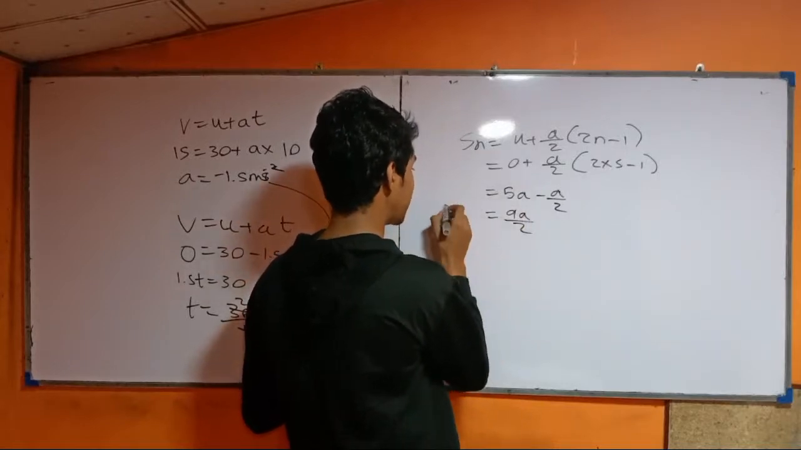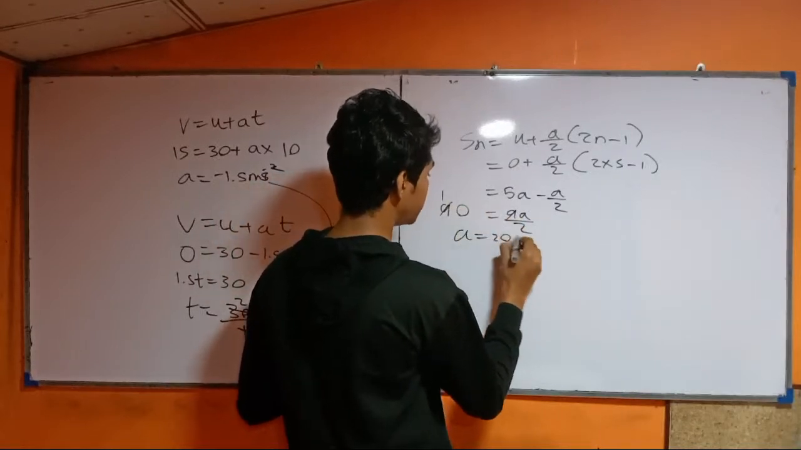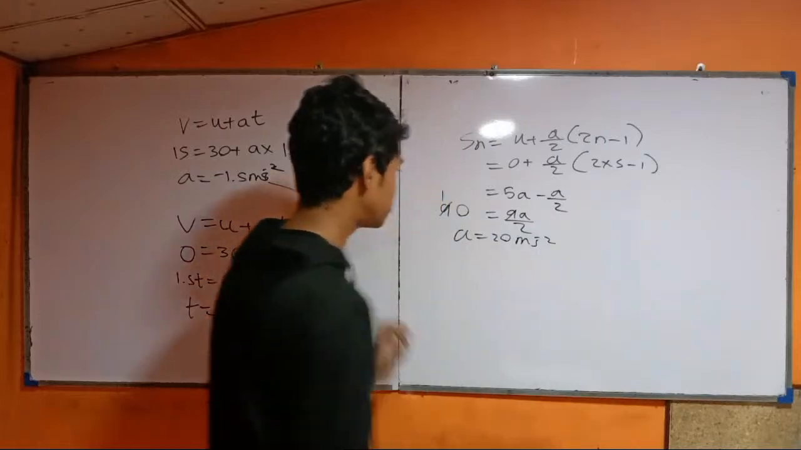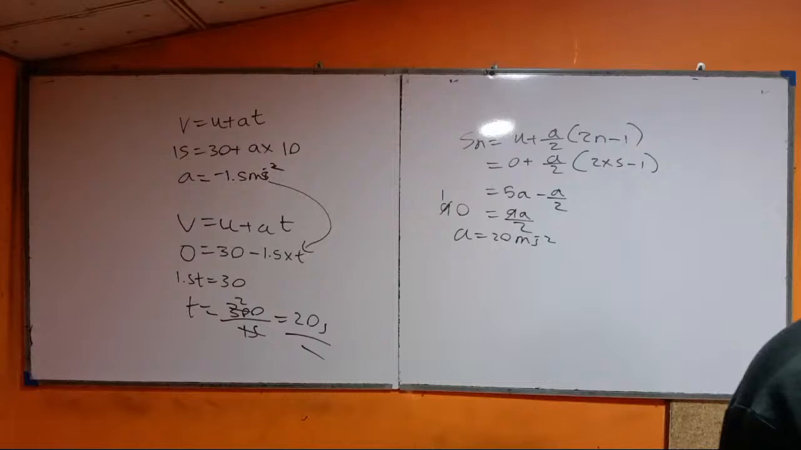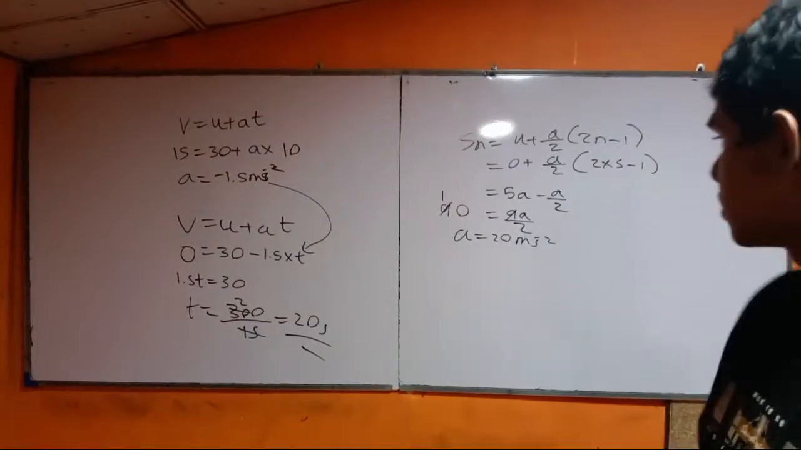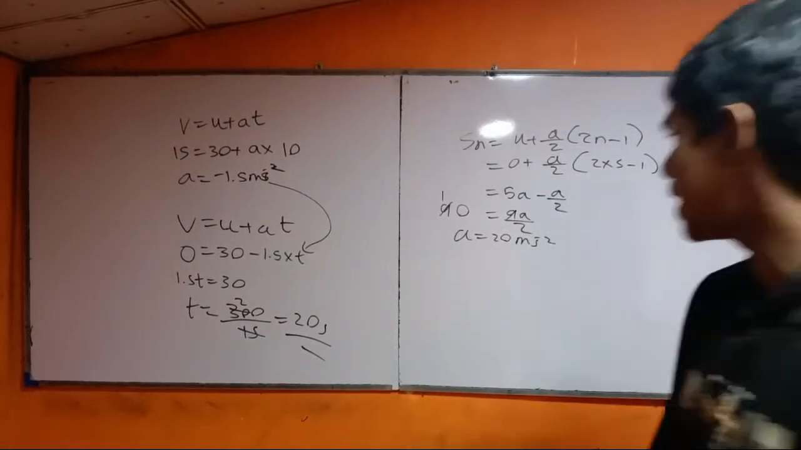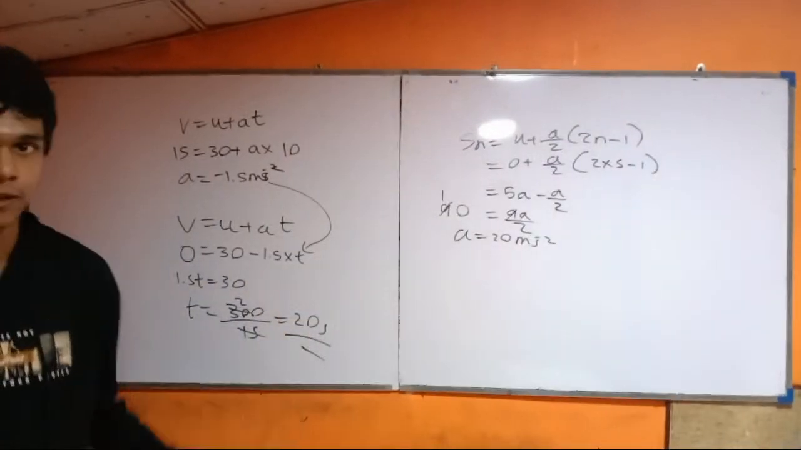Sn is going to be equal to 90. So 9 and 9 cancel. a is going to be equal to 20 meter per square second. That's too much, right? Yeah, I'm correct. 20 meter per square second. Then you can apply S equal ut plus half at squared for that time period, I mean the 5th second.